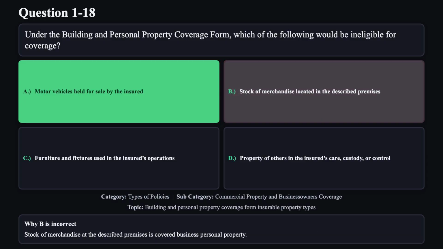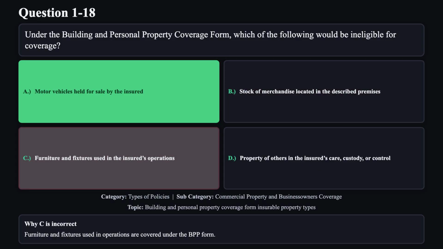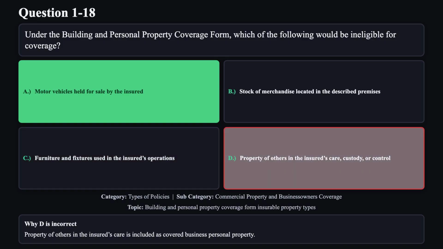Reason B is not correct. Stock of merchandise at the described premises is covered business personal property. Reason C is not correct. Furniture and fixtures used in operations are covered under the BPP form. Reason D is not correct. Property of others in the insured's care is included as covered business personal property.